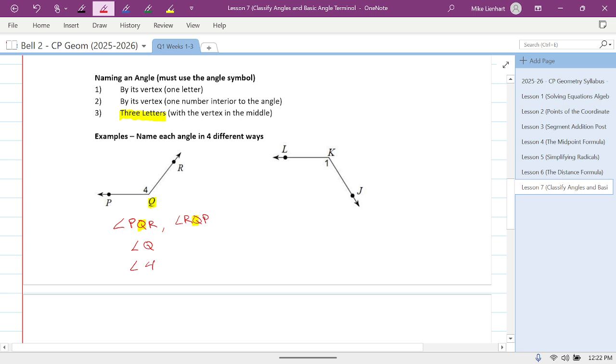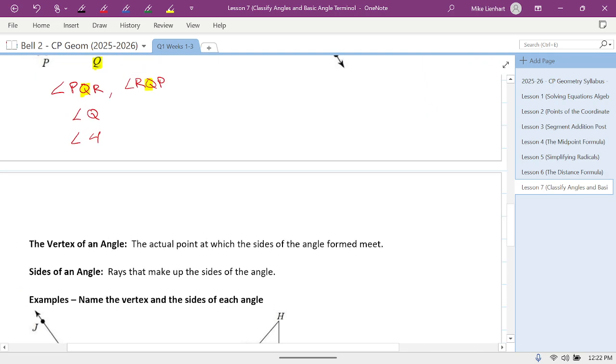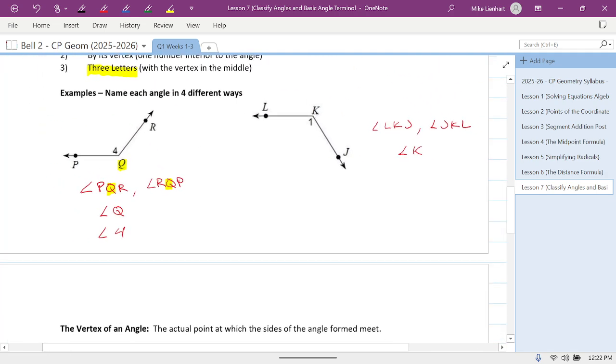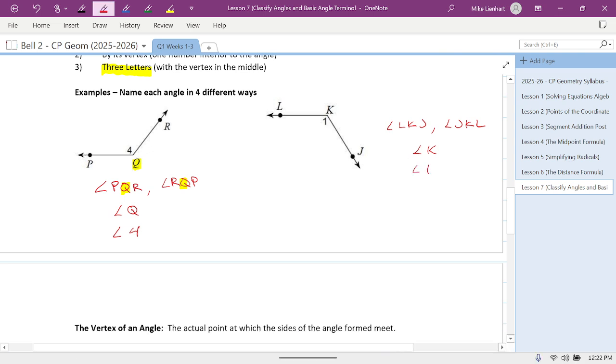So let's take a look at this second one here. Start with the 3 letters. So I've got angle LKJ or angle JKL. There's only one angle there, so I can name it by its vertex, angle K. Another way would be to call it angle 1.